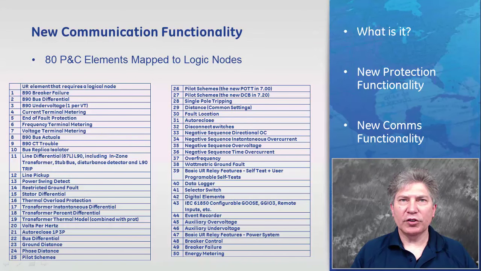A large part of the change in this firmware version is the mapping of PNC elements to logical nodes. In version 7.3, approximately 80 of the 120 PNC elements are mapped to logical nodes. So here's the list of the elements that are currently mapped.